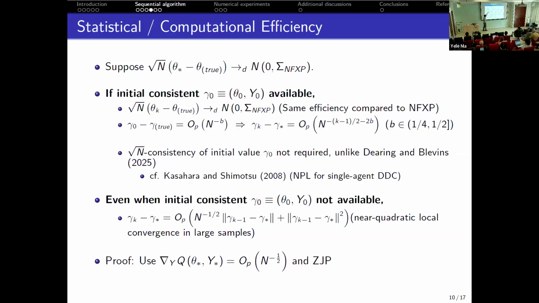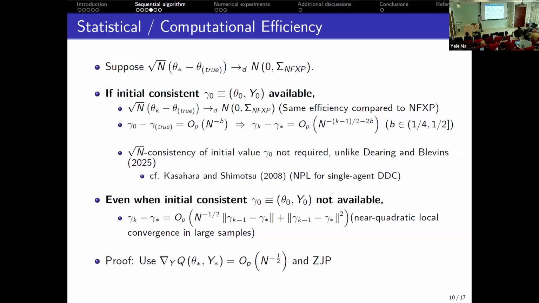And we can also show this property. And to derive this result, basically, root n consistency of the initial value gamma 0 is not required, unlike Aguirregabiria and Mira 2002. And regarding this point, Kasahara and Shimotsu 2008 have shown that root n consistency of the initial value is not required in the context of the NPL algorithm for single agent dynamic discrete choice models. So my result is consistent with their result.